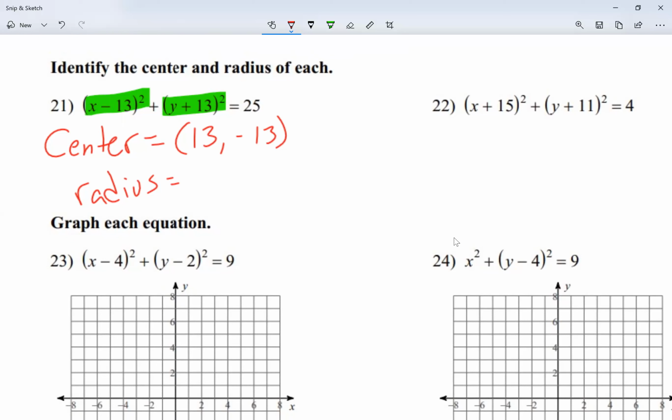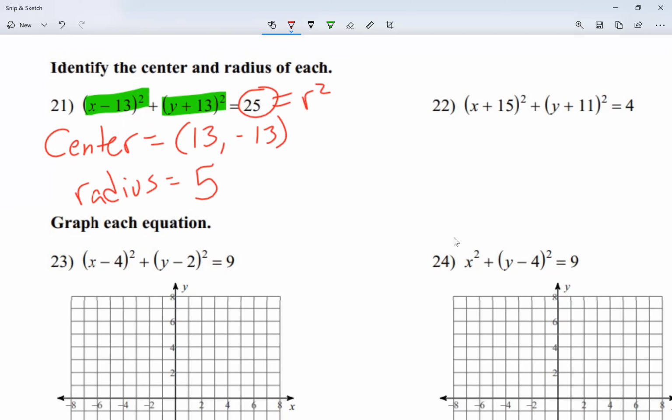And then my radius, we said earlier that 25 is equal to the radius squared, right? The number multiplied by itself equals 25. So I'm going to say my radius in this case is 5, because 5 squared is equal to 25. Again, that number at the very end is not just the radius, it's the radius squared.